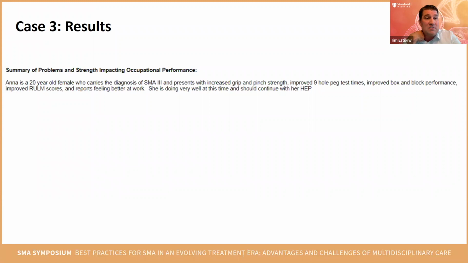All right, so what was the result? She came back 20 years old. From one visit to the other, as I already showed you, she increased her grip strength, her pinch strength, her 9-hole peg test time, her box and blocks performance, her RULM score improved, and she's feeling better at work.